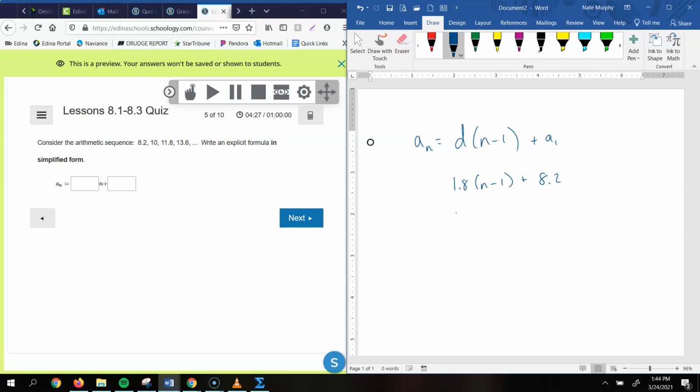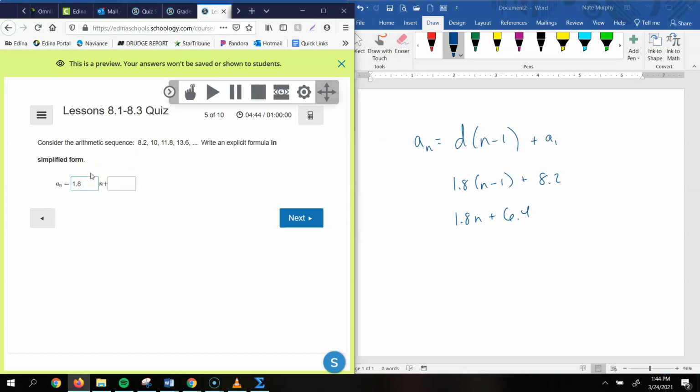So what I would do is distribute that 1.8 through, so I get 1.8n. But then I would have negative 1.8, when I multiply 1.8 times negative 1. When I add that to 8.2, I get 6.4. So your equation in simplified form would be 1.8 times n plus 6.4.